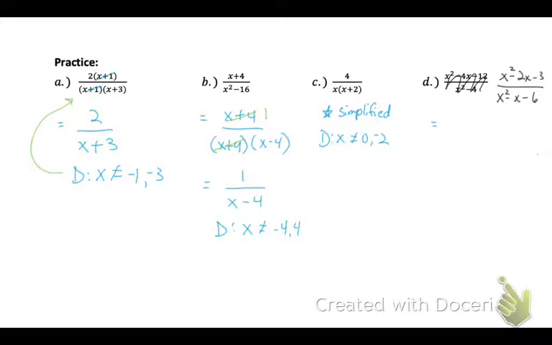So our top will factor as x minus 3 times x plus 1, and our bottom will factor as x minus 3 times x plus 2. Our x minus 3's can divide out, and we'll be left with x plus 1 over x plus 2. Look one step back to figure out your domain exclusions. So we need to exclude +3 and -2 because those values would make our denominator 0.